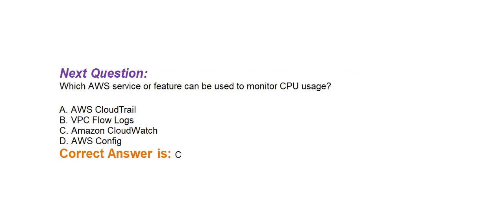Next question is, which AWS service or feature can be used to monitor CPU usage? Option A, AWS CloudTrail. Option B, VPC Flow Logs. Option C, Amazon CloudWatch. Option D, AWS Config. Correct answer is option C, Amazon CloudWatch.